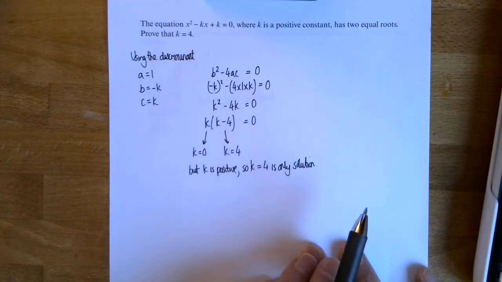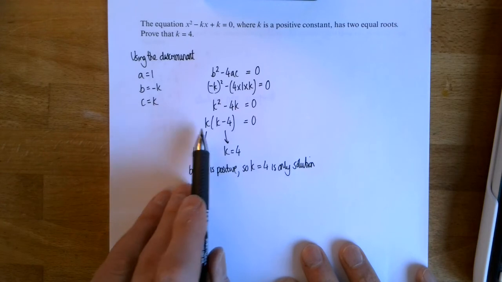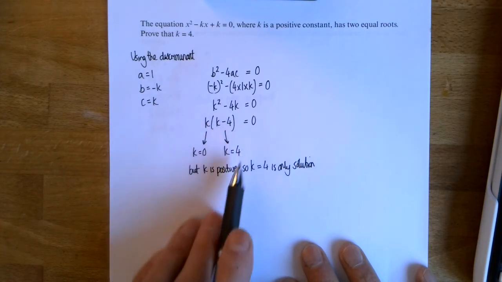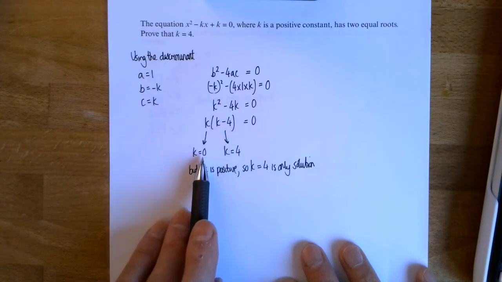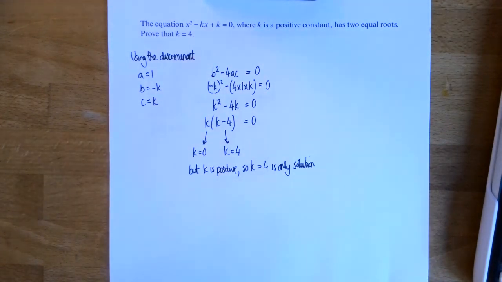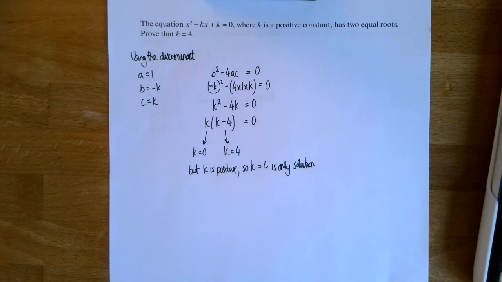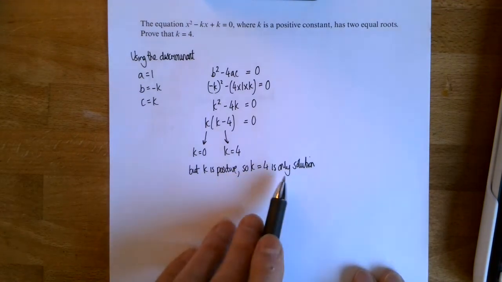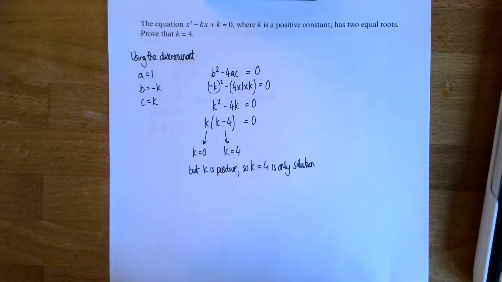I want to know when that equals 0. Well, it's quadratic, so I solve it. I solved it by factorising. It was a special case. So I get two solutions, k is 0 and k is 4, but we're told that k is positive. Remember, positive doesn't include 0. So k equals 4 is the only solution.